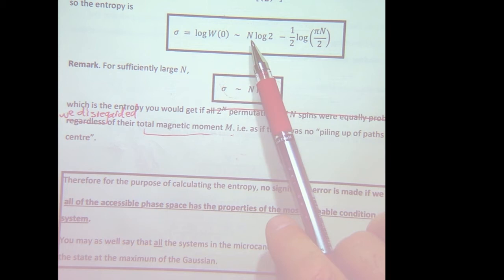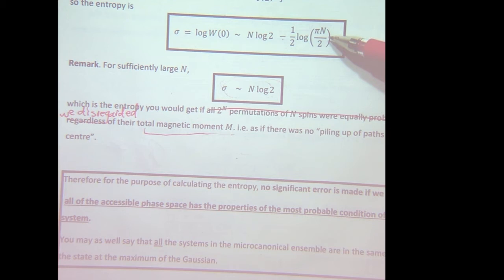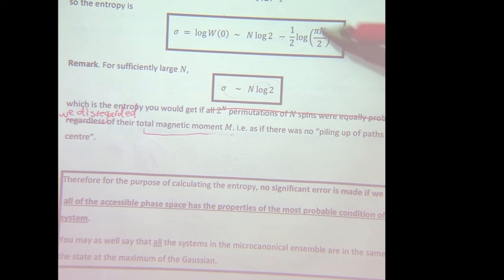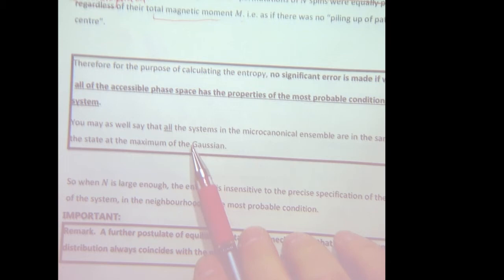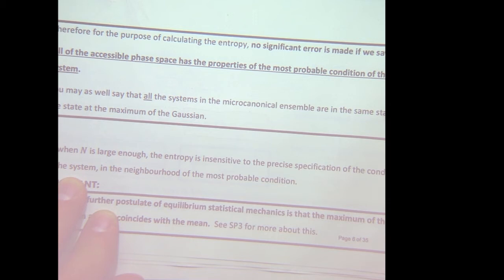The term on the right is the correction term. Is it like a first correction term, right? Exactly. That's the total number of permutations, and that's the one for the most probable one. You're subtracting away the others, around the tails. So you may as well say that all the systems in the microcanonical ensemble are in the same condition: there's a zero magnetic moment.